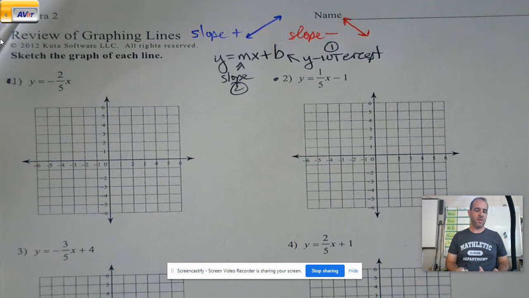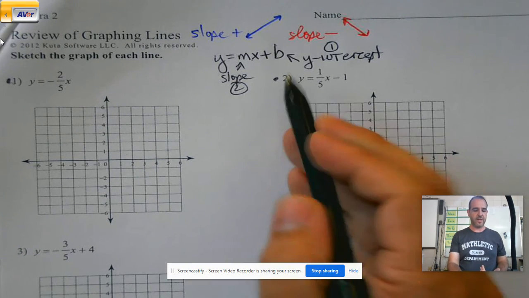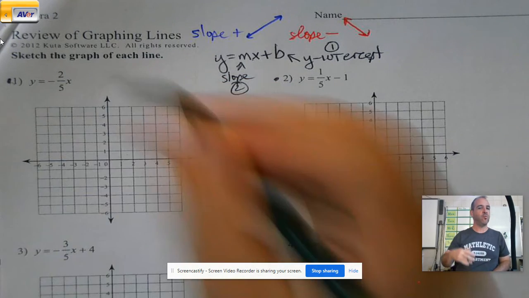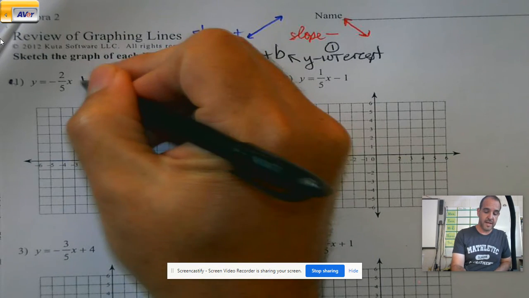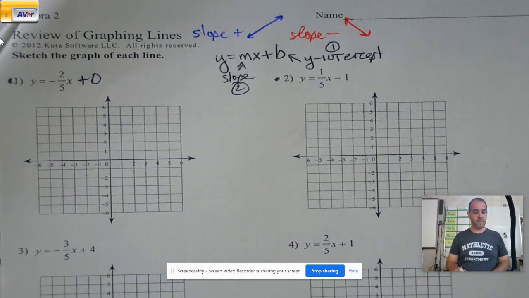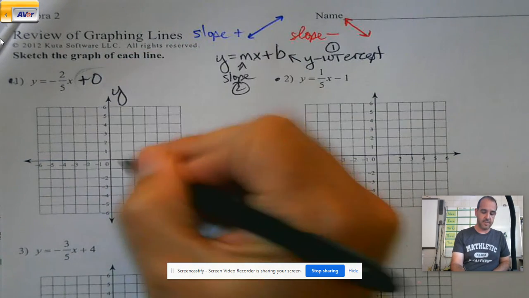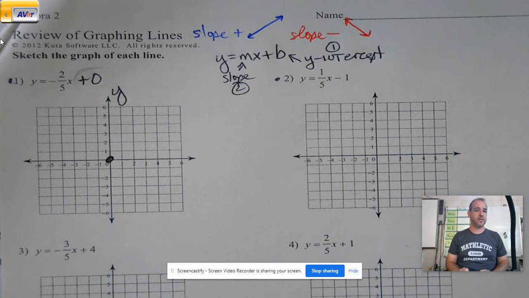Okay? So, very first one, we have a little bit of an issue. y equals negative 2/5 x. You're like, well, wait a minute. There's no b. There's no y-intercept. If I don't see a value here at the end, what do we assume that value is going to be? We assume that's going to be 0. Since this is my y-axis and this is my y-intercept, my first point is going to be on the y-axis, so I put it at 0.